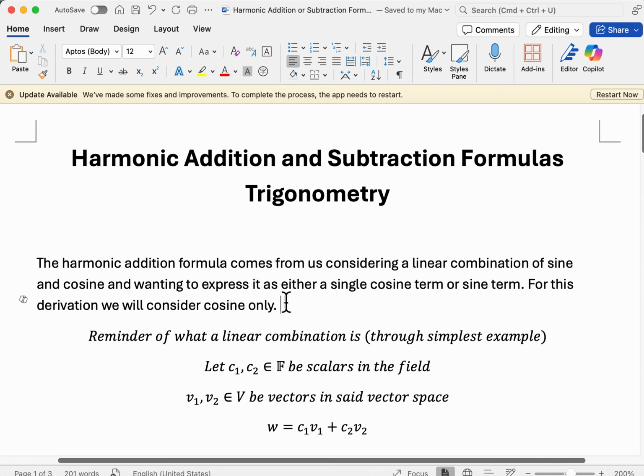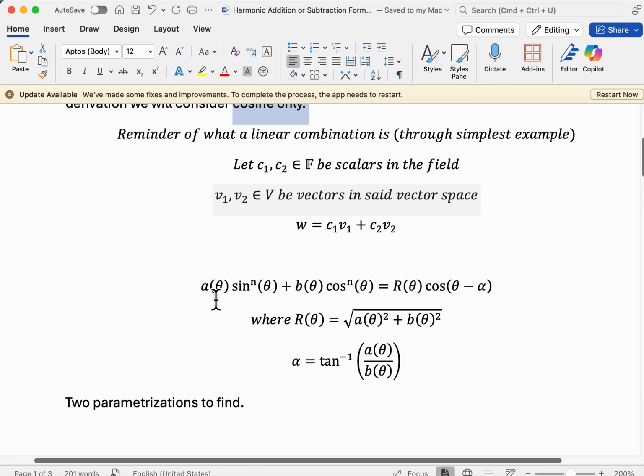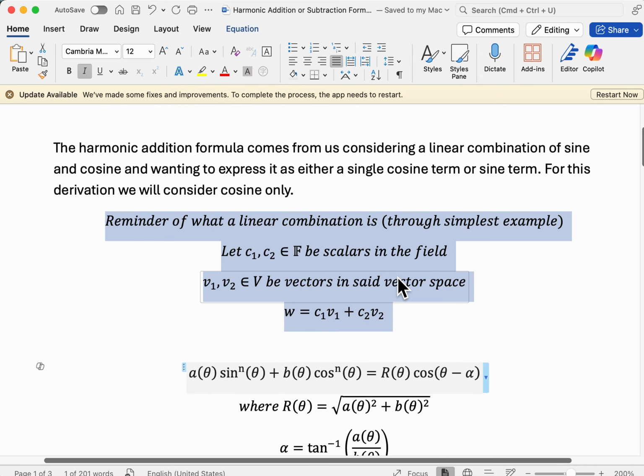Now for this derivation, we will consider cosine only, but the final product we should get in the end is the following: a of theta times sine of n theta plus b of theta times cosine of n theta, where a of theta and b of theta are components of one particular vector, and then r of theta is some radius, which we will parameterize, and then finally cosine of theta minus alpha is the difference in angles between these particular vectors.